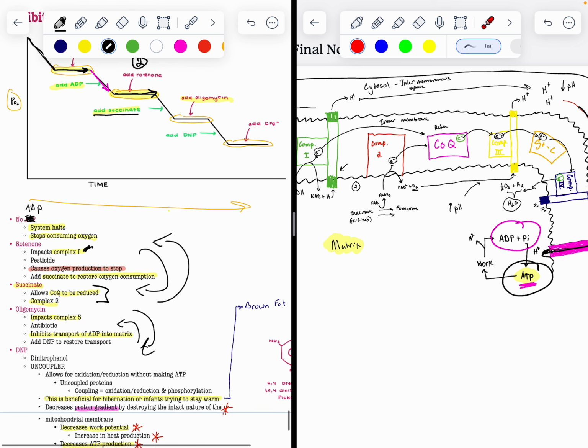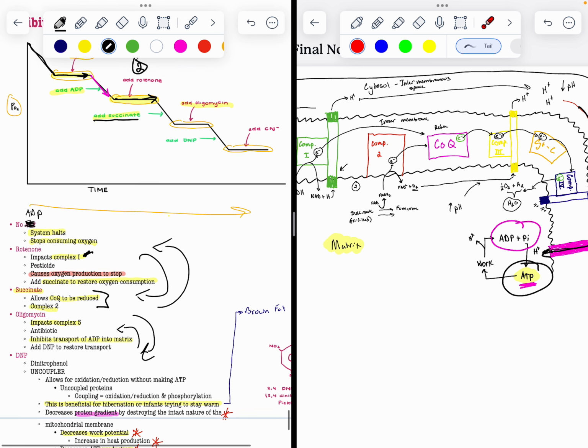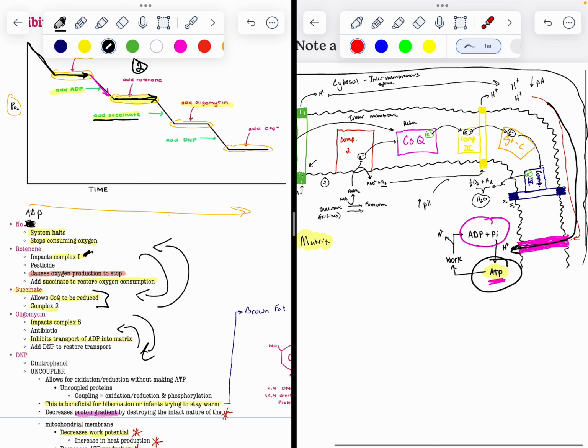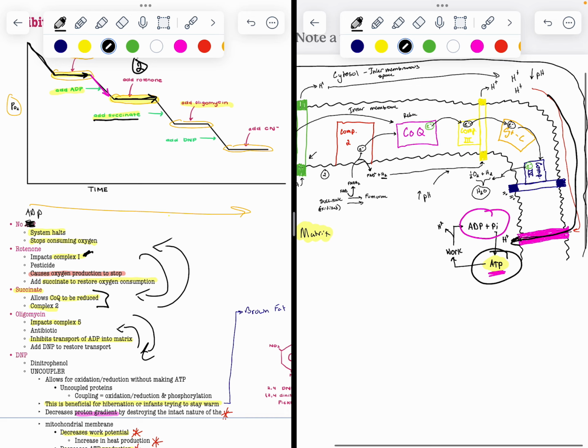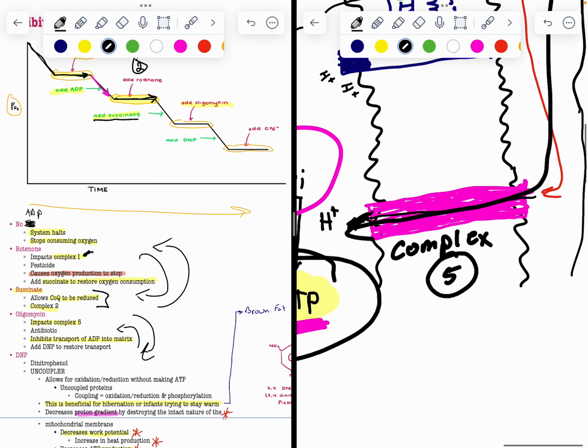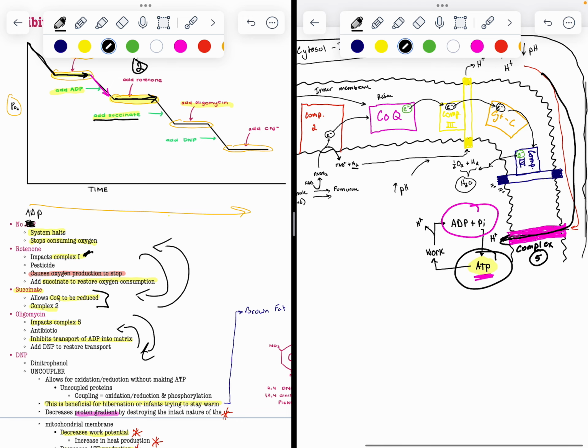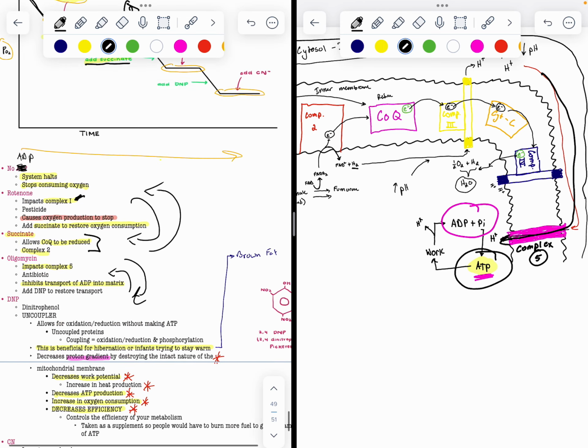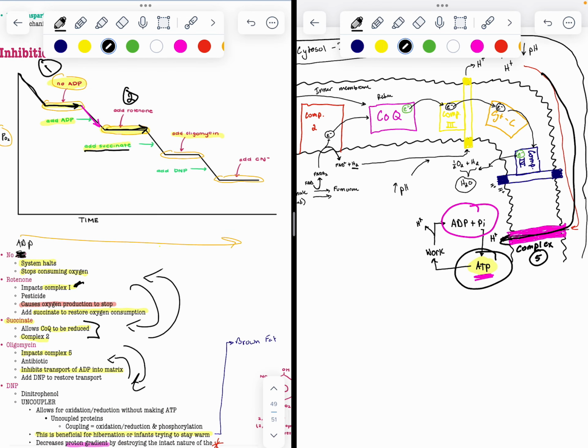And now we'll talk about oligomycin. Oligomycin impacts complex 5. And honestly, I should have drawn complex 5. So this channel protein right here is complex 5. This little last channel protein is complex 5. So as soon as we add oligomycin to it, we are shutting down this channel protein right here. And which means we can't get our proton gradient to collapse to create ATP or to use up some of this oxygen.